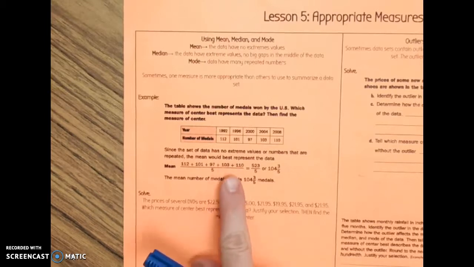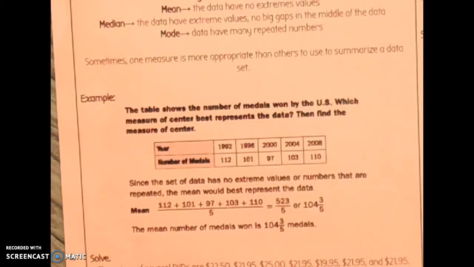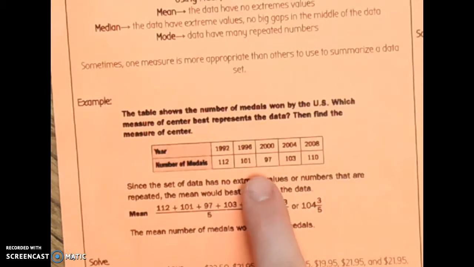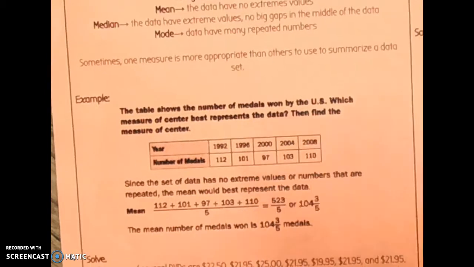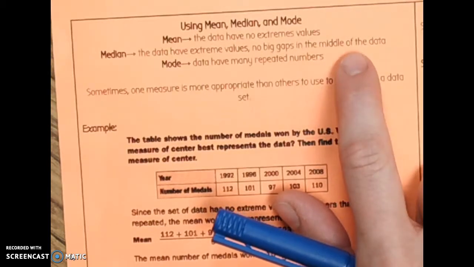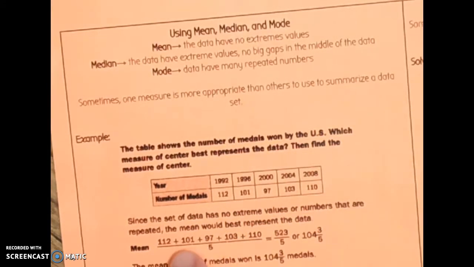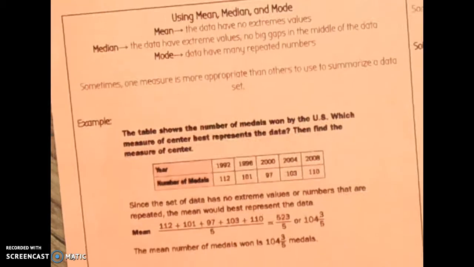So let's take a look at this first example they gave you. Let me zoom in a little so you can read it. The table shows the number of medals won by the U.S. Which measure of center best represents the data? Then find the measure of center. So we have 112, 101, 97, 103, and 110. In this instance, there's nothing like a really far gap from it. So if we look up here, mean would probably be the best because for mode, there's no repeated numbers, and it doesn't have extreme values. So we're using the mean, and then we'll add them together and divide by 5, and you get 104 and 3/4.